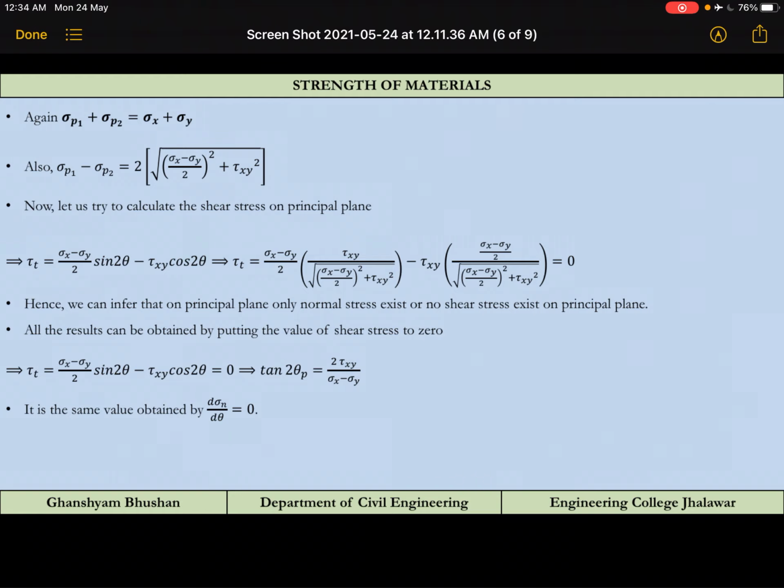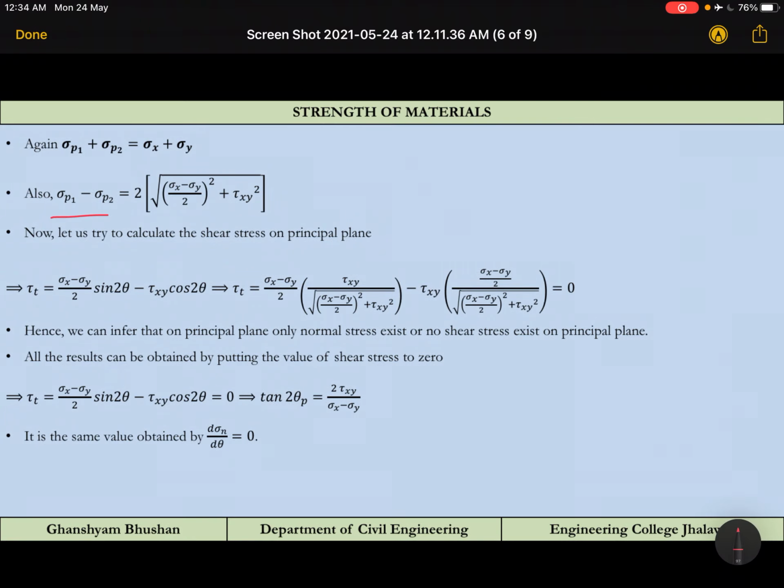Now we are also interested in the term sigma p1 minus sigma p2. If you take the difference, the first term, (sigma x plus sigma y) by 2, will get cancelled out, and the square root term will be added 2 times, because they are just opposite in sign. Now this we are going to use in the further portion of this chapter, which is why we have calculated sigma p1 plus sigma p2 and sigma p1 minus sigma p2.